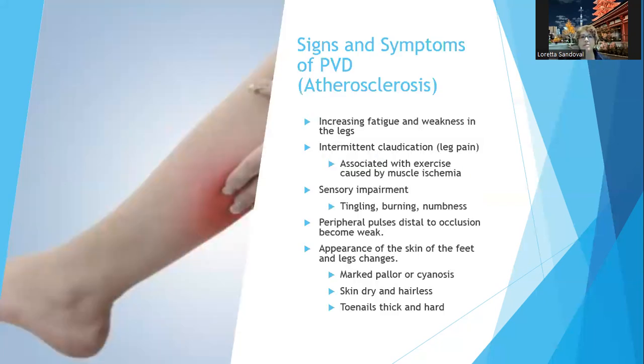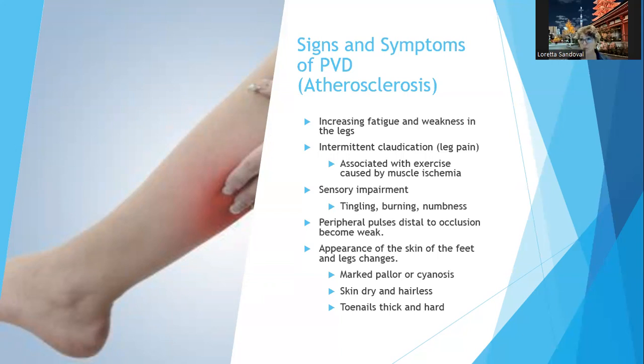The signs and symptoms are increased fatigue and weakness in the legs, intermittent claudication, which is leg pain associated with exercise that's caused by ischemia in the muscles. You get muscle ischemia because your arteries are narrowed and you're not getting as much blood to the area. You can also have sensory impairment with tingling, burning, and numbness. Peripheral pulses distal to the arterial occlusion will be weak.